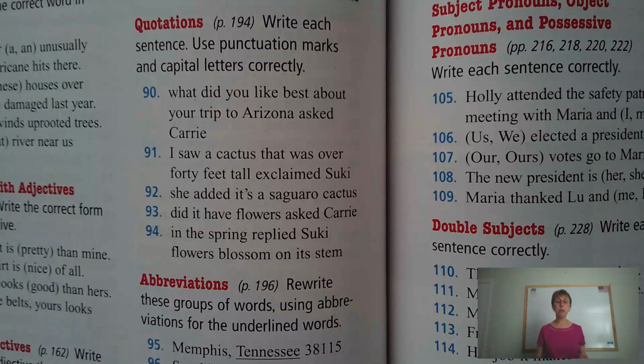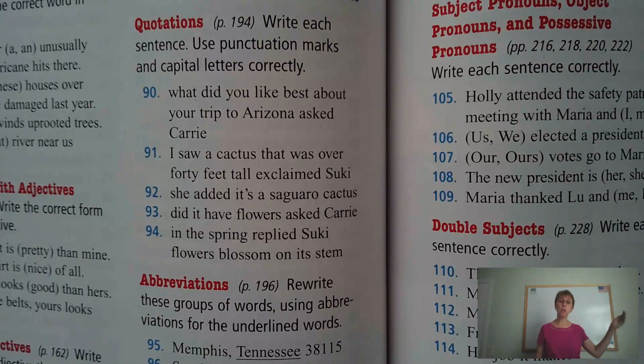"In the spring, flowers blossom on its stem," replied Suki. Just rearrange the words a little bit. It's easier to see how that's all just one sentence that she spoke, and where you would use quotation marks. In the spring, flowers blossom on its stem, replied Suki. Then you would just have quotation marks before "in" and after "stem." But here we have the name in the middle of the sentence, so we also have to put the quotation marks after "spring" and before "flowers."